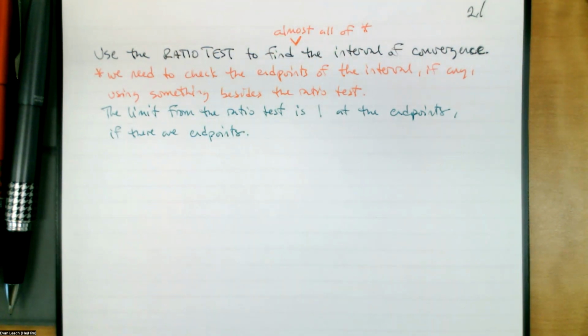The reason the ratio test is so effective at this game is that the ratio test says if this happens, then the series is absolutely convergent. And if this happens, the series is divergent. It has very clear, simple instructions to follow. It does have the one case where it doesn't work. If the limit from the ratio test is equal to 1, then we get nothing, and we have to do something else. But that only happens at the endpoints if there are any.